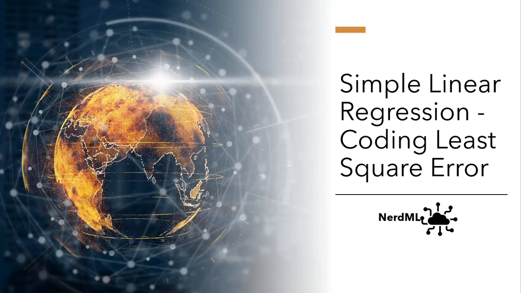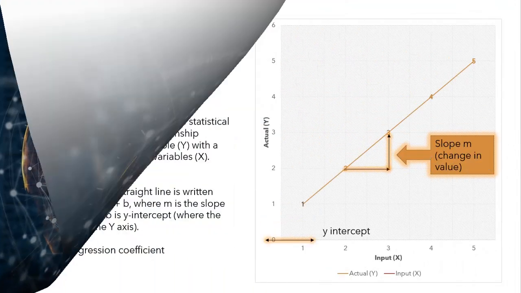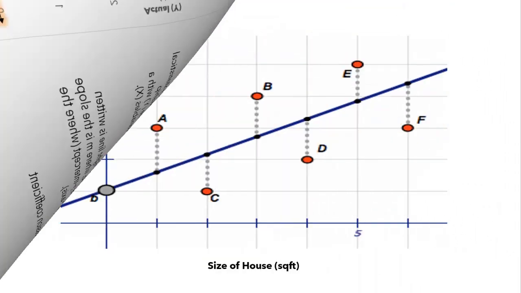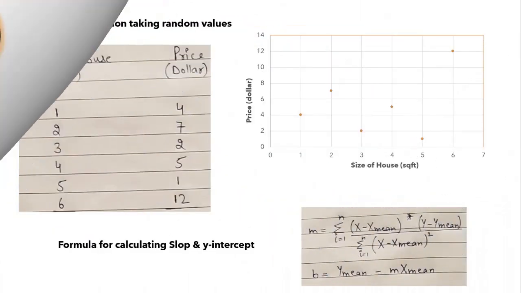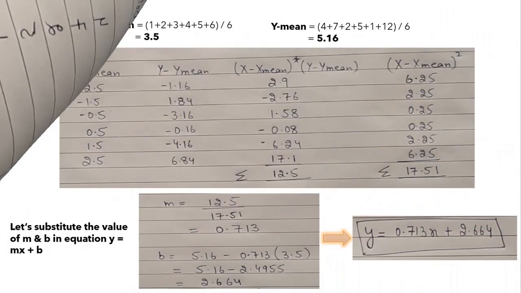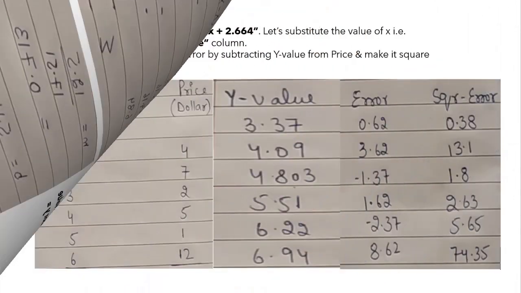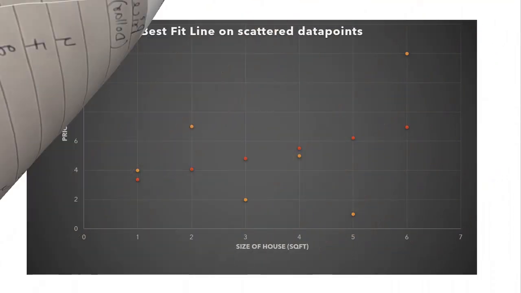Let's quickly recap the last session. So we have gone through what is linear regression, why do we call it linear regression, we found the value of slope, value of y-intercept, and we were able to generate the best fit line by reducing the error with the help of least square error.